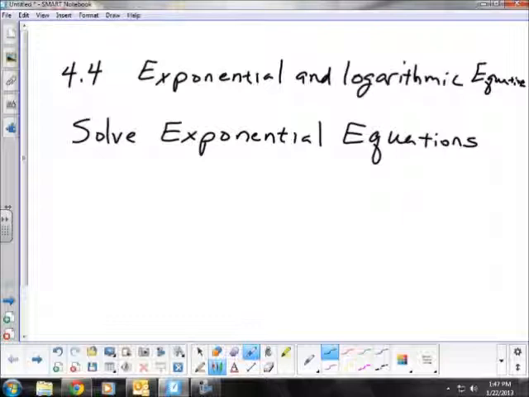Now, the first type of exponential equations that we're going to talk about are the very simple ones, where we can take the two sides of the equation and we can write it with like bases. If we can write it with like bases, then we're going to use the theorem that says if b raised to the m is equal to b raised to the n, then m had to be equal to n. And we've used that idea already when we were evaluating some of our different exponents.